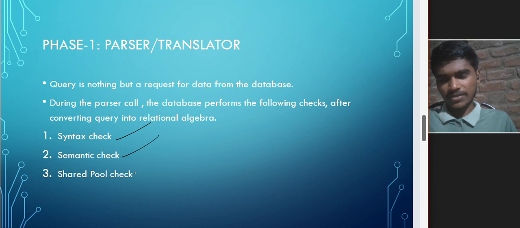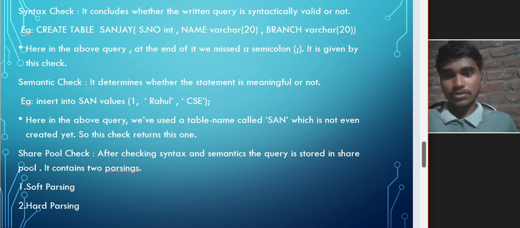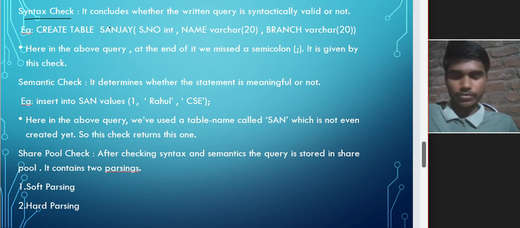We have a query here: create table Sanjay, which includes the column serial number, which is an integer, name, which is a variable character of size 20, and branch, which is also a variable character of size 20. So can anyone guess the error in this query?